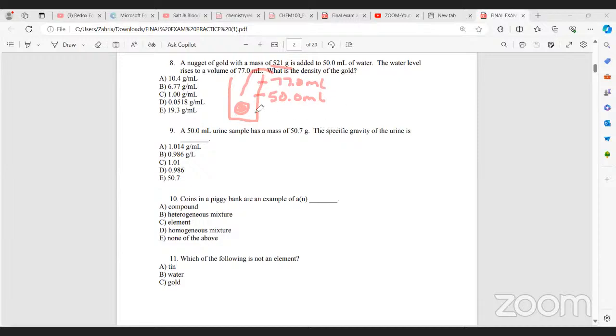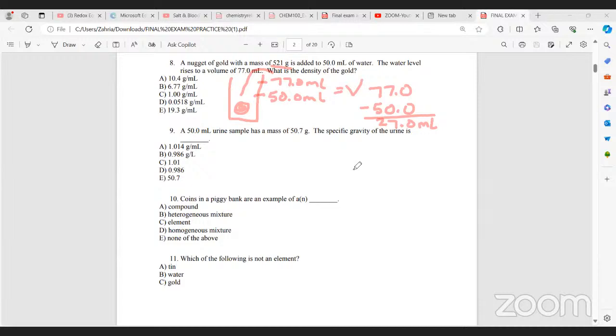77.0 milliliters. That's what the water level did. It rose. But remember, guys, to get your volume, this is called volume by displacement, you have to say 77.0 minus 50.0 to get the actual amount of water that was displaced. In this case, it was 27.0 milliliters.